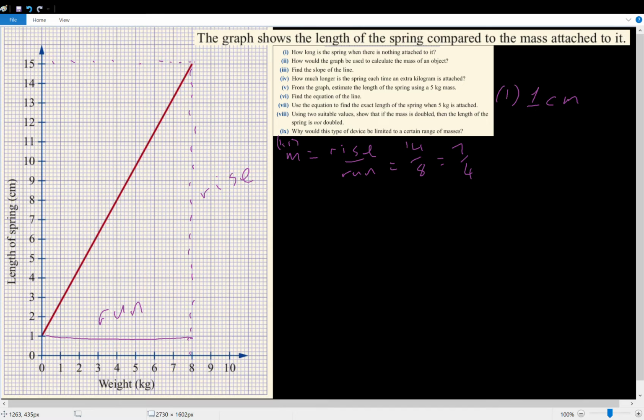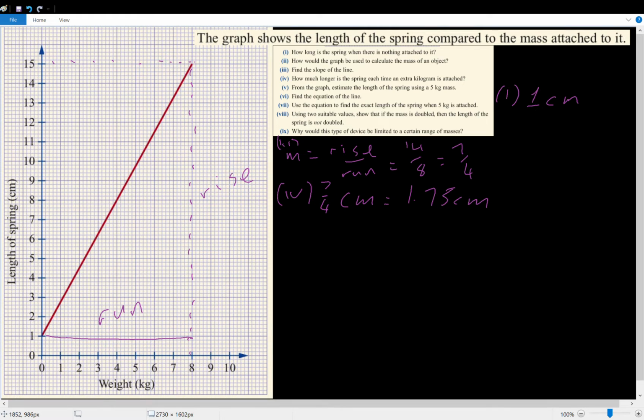For part 4, we're asked how much longer is the spring each time an extra kilo is attached. Well, that information is asked right after the slope question because they're trying to lead you into the answer. The spring is going to be 7 over 4 centimeters longer every time a new weight is attached. That's what our slope is saying. Our slope is saying every time the line goes across 1 on the x-axis, the difference on the y is going to be 7 over 4. So our answer for this one is going to be 7 over 4 centimeters or 1.75 centimeters, if you prefer it in decimal.